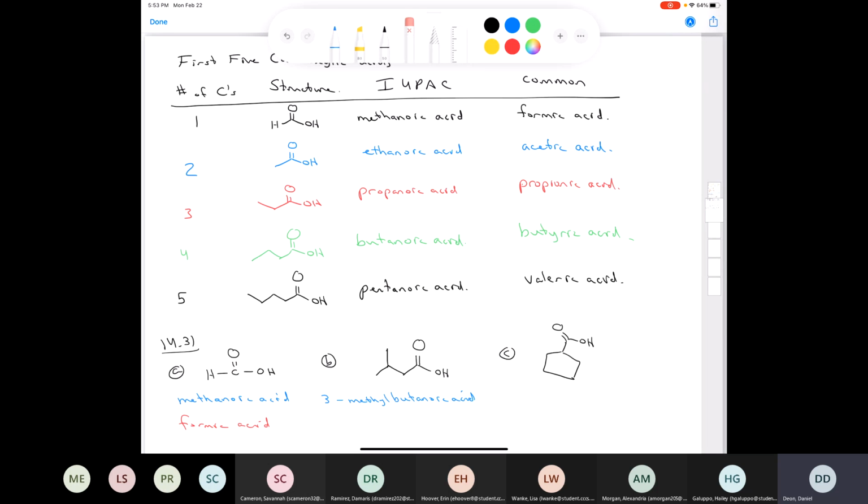We use lowercase Greek letters, and they don't start at the carbonyl carbon. They actually start after this carbon. So we have alpha, beta, and then gamma here. This is some kind of butyric acid, but our methyl group is on the beta carbon. And so this would become beta methyl butyric acid, beta methyl butyric acid.